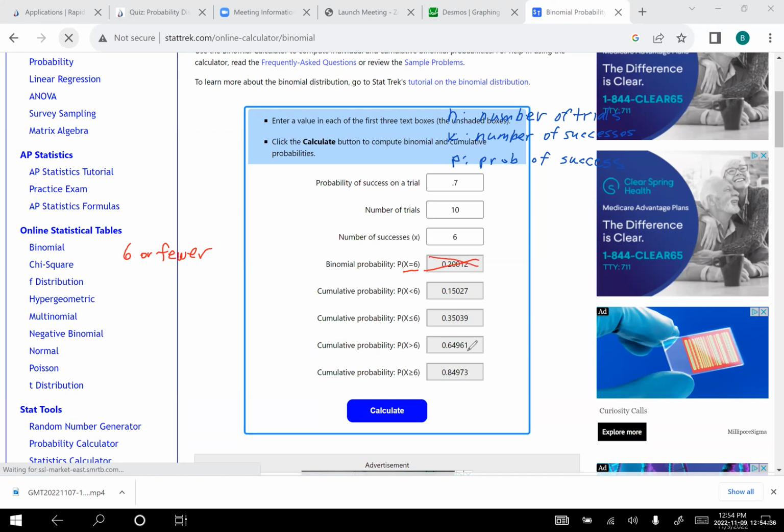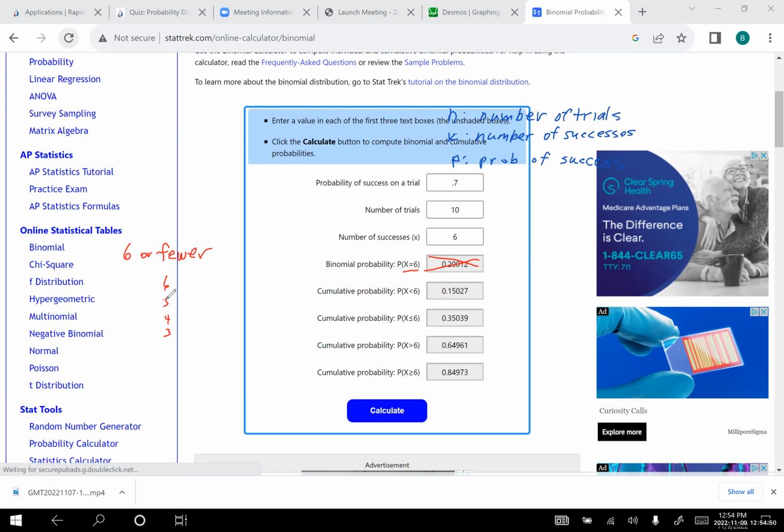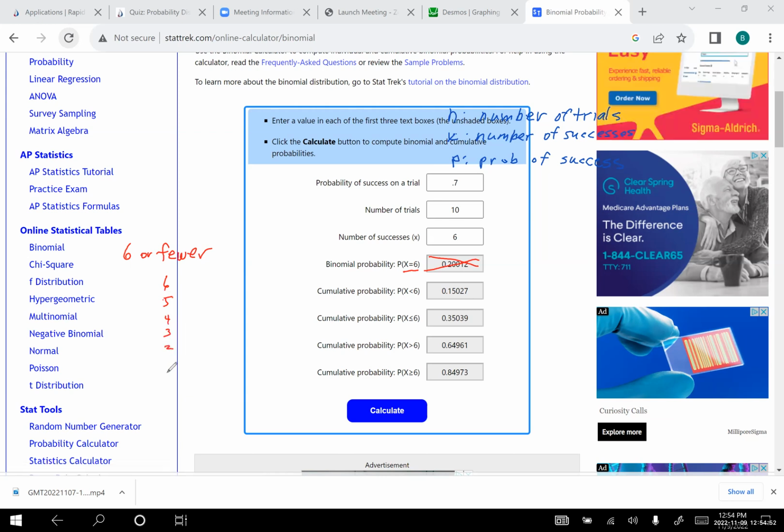Which one is it? Look at those remaining 4. Which one of those represents 6 or fewer? In this problem that means 6, 5, 4, 3, 2, 1, 0. That's 6 or fewer. Which one of these represents 6 or fewer? Looking at that, is that X less than 6? Is it less than or equal to 6? Is it greater than 6? Or is it greater than or equal to 6?